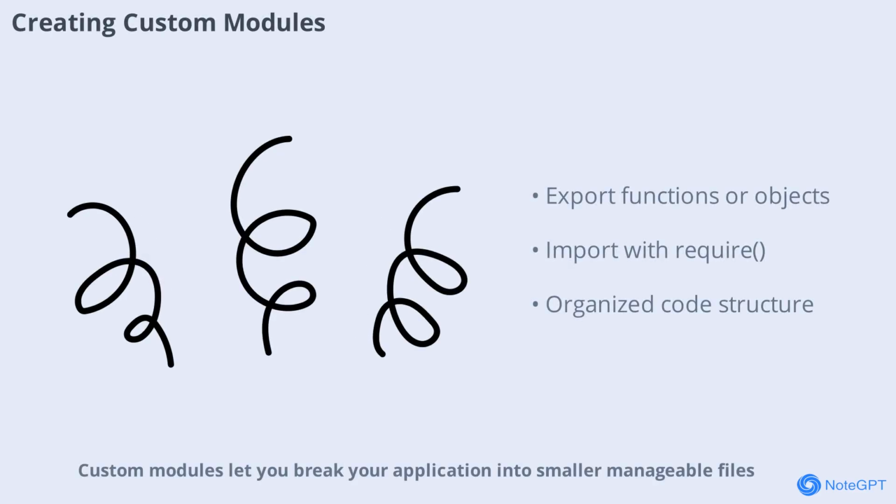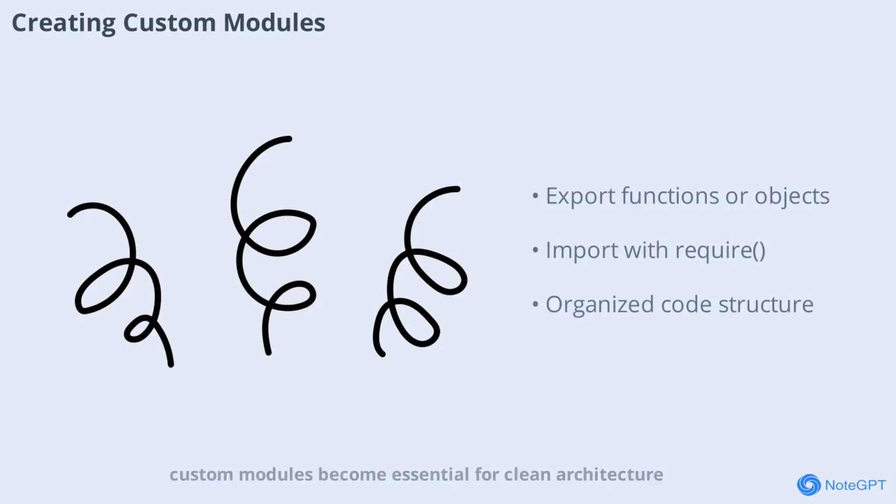Custom modules let you break your application into smaller, manageable files. To create one, write your code in a separate file and export the necessary functions or objects. Then import it into your main file using require. This modular approach keeps your code organized and makes it easier to maintain and test. As your projects grow, custom modules become essential for clean architecture.